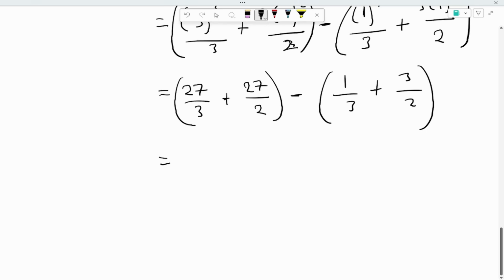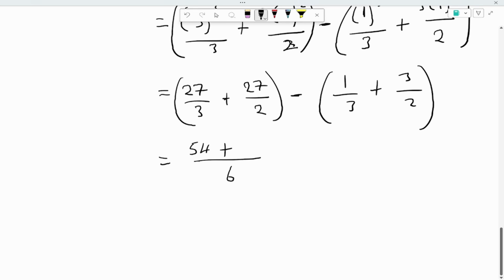In here, there is a lowest common multiple of 6, which is the least number that can be divided by 2 and 3 at the same time. So now you can draw your line. 6 divided by 3 is 2. Now that 2 multiplied by 27, you have 54, plus 6 divided by 2 will now be 3.